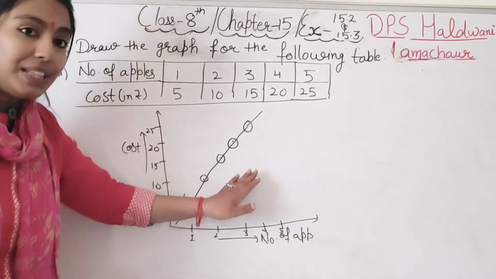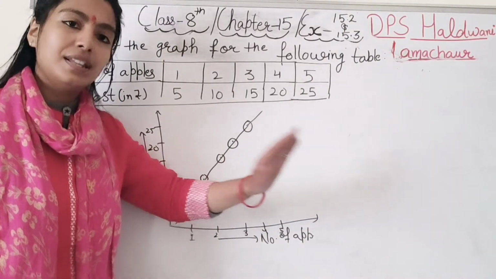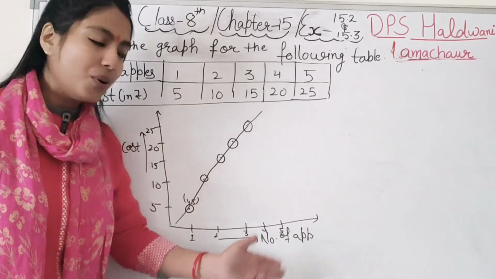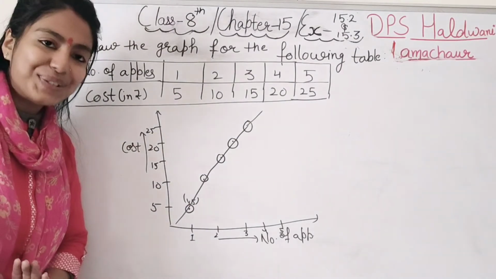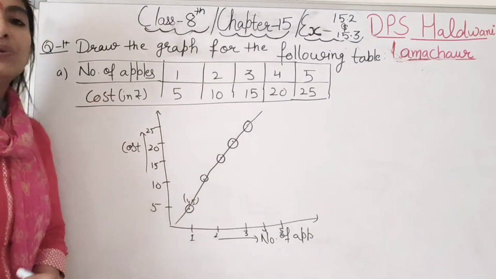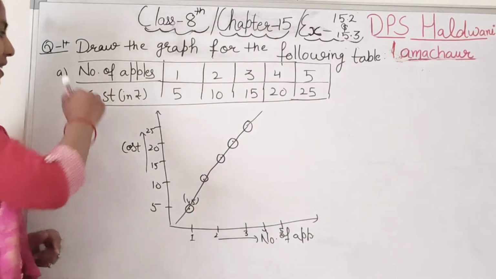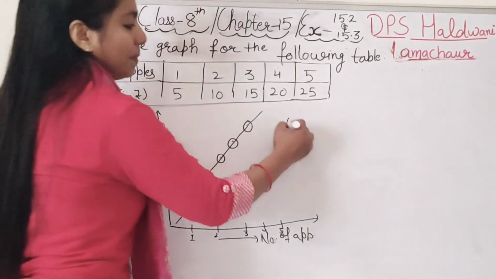Student, if some questions are asked along with the graph, then you can easily give the answer, because the answers are very easy and belong to that given graph. Right, student? So that's it. This was about question number 1, A part. Student, one more part is there, B part.